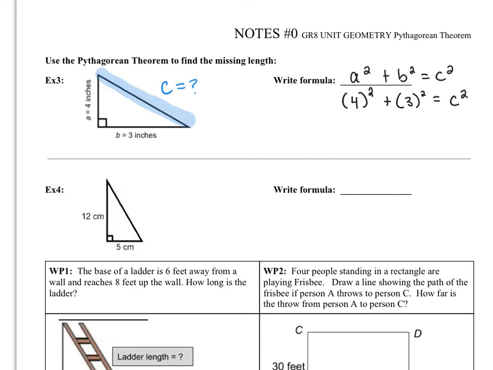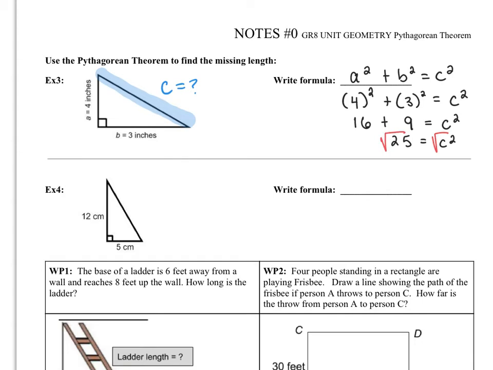So now I'm going to solve this equation by first simplifying. 4 times 4 would be 16, plus 3 times 3 would be 9. All of that will equal C squared. And then 16 plus 9 is 25, which equals C squared. Now my last step to get C by itself: since C is being squared, the inverse of something being squared is the square root.